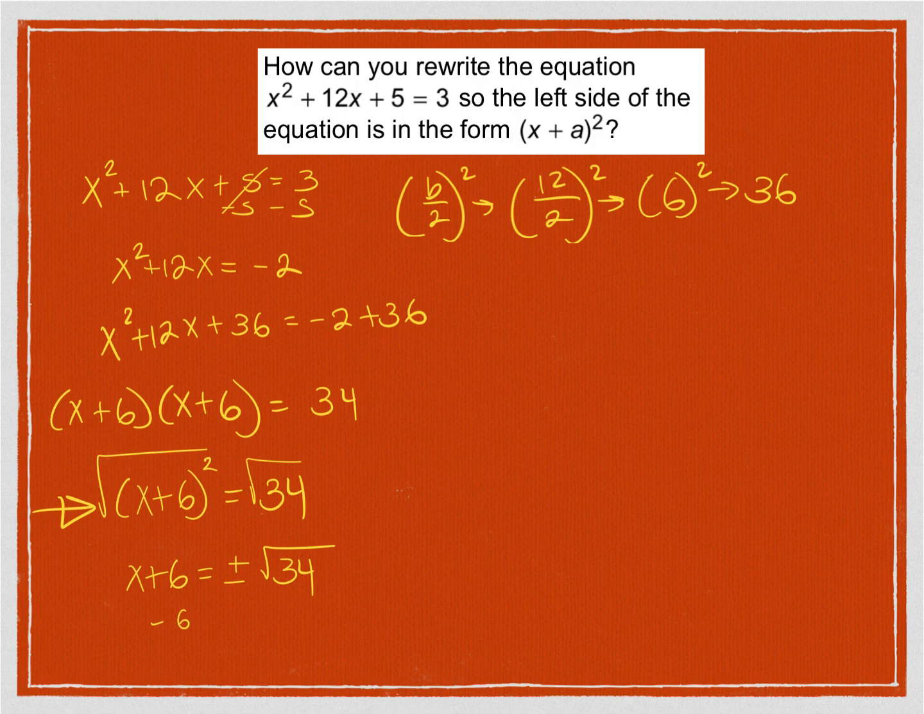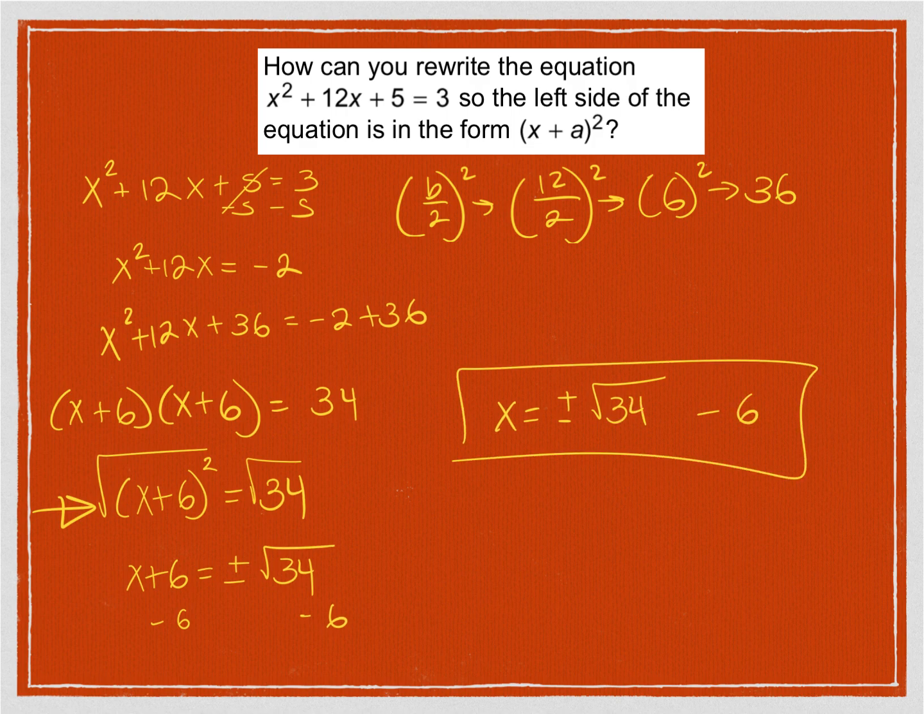Now, then I'll subtract 6 on both sides, and we get x is equal to plus or minus the square root of 34 minus 6. If we haven't covered how to simplify a radical, you guys can leave it in this form. When we cover that, you guys must simplify the radical. But as of right now, the answer would be the square root of 34 minus 6. Plus or minus, of course, for the square root.